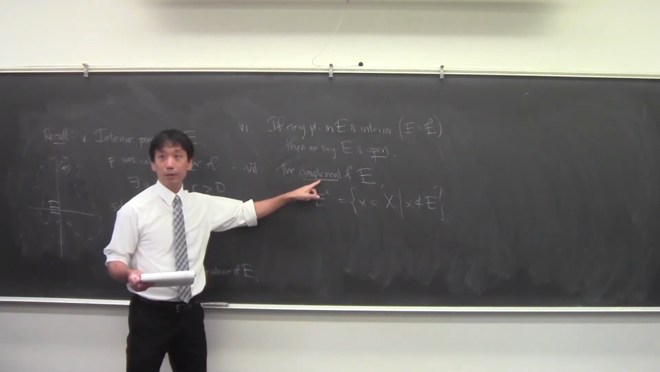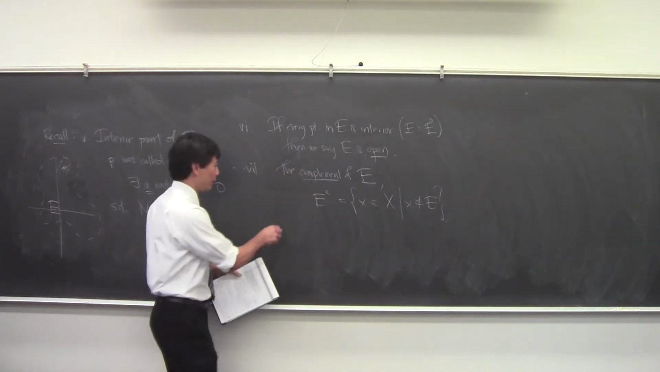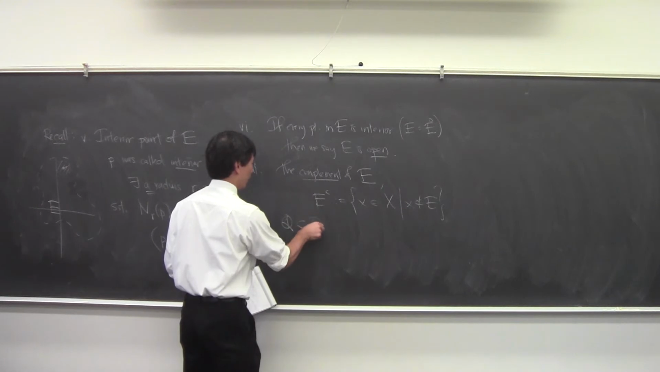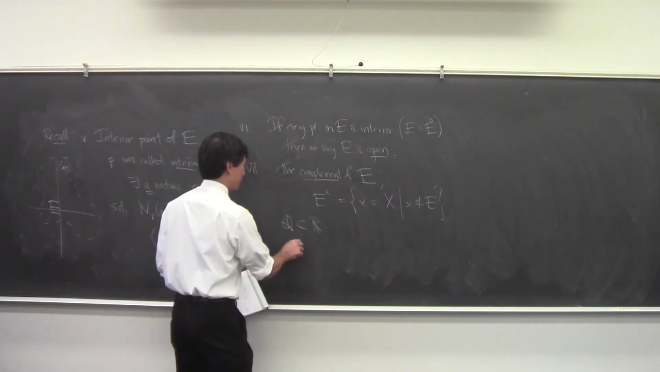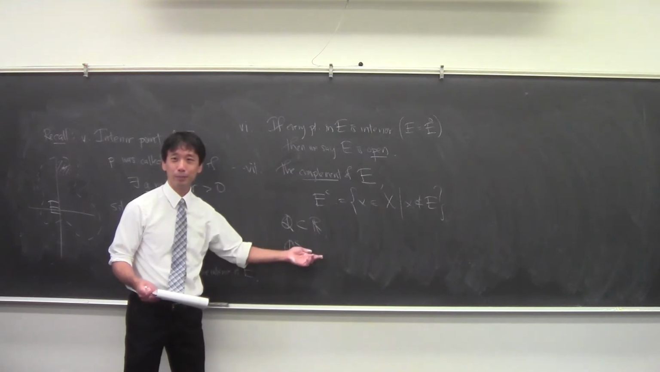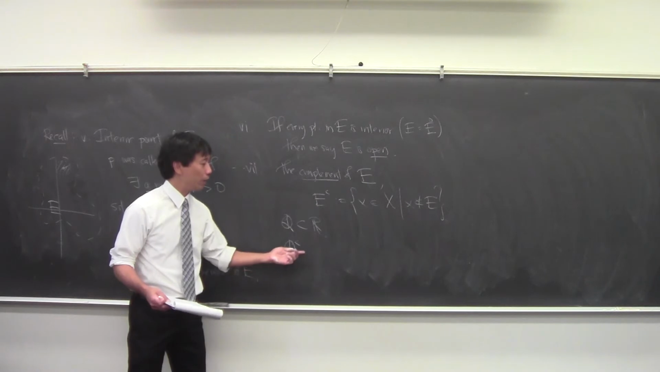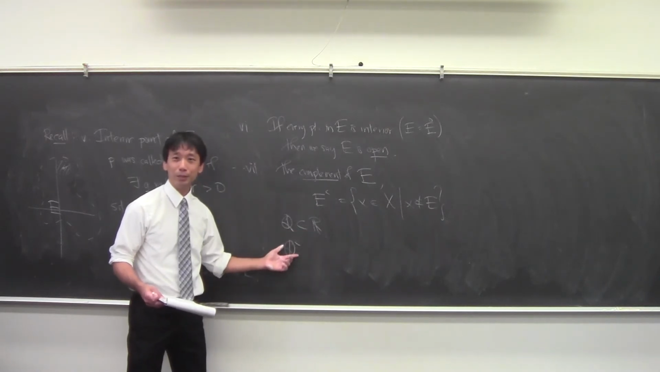Okay, so complement just means all the things that are not in the set. For example, if I have Q in R and I ask what Q complement is, well, you have the rational numbers, and Q complement would be all the real numbers that are not rational. In other words, the irrational numbers.